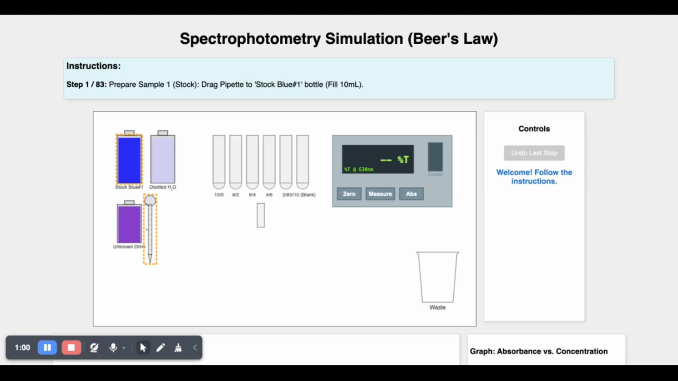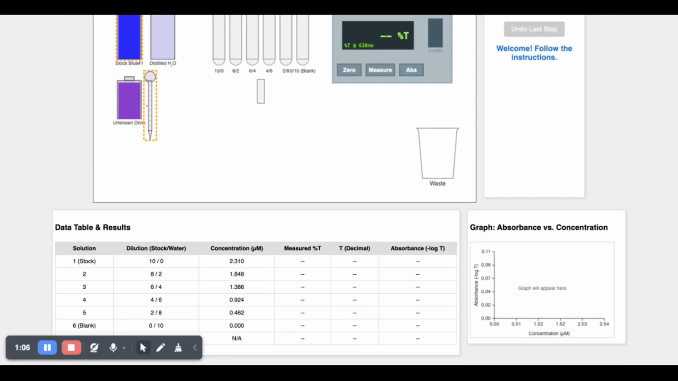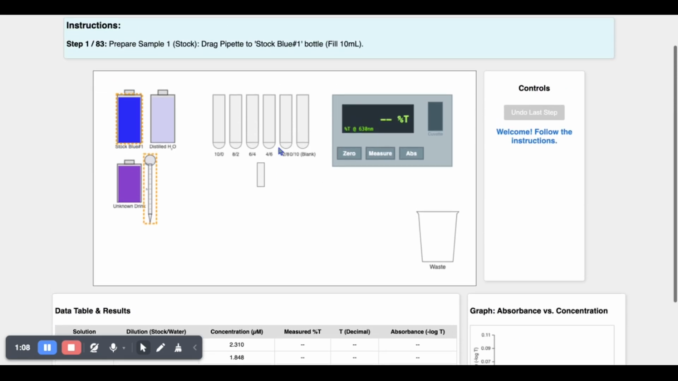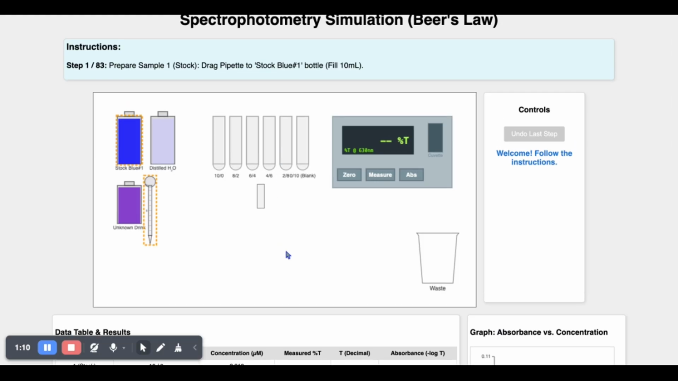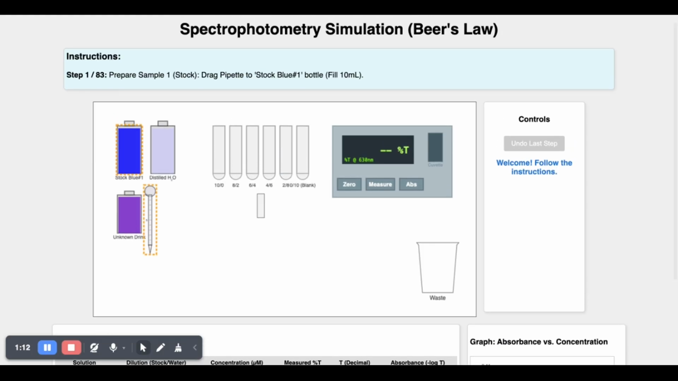We'll record these absorbance values and use them to plot a calibration curve that visually represents Beer's law. The resulting straight line will show that absorbance increases directly with concentration, exactly what Beer's law predicts. This proves that the dye behaves predictably when interacting with light.